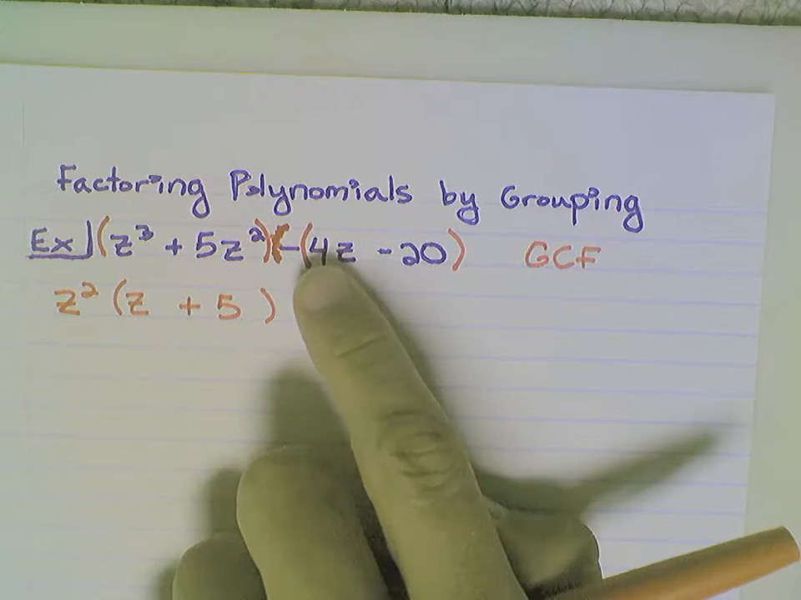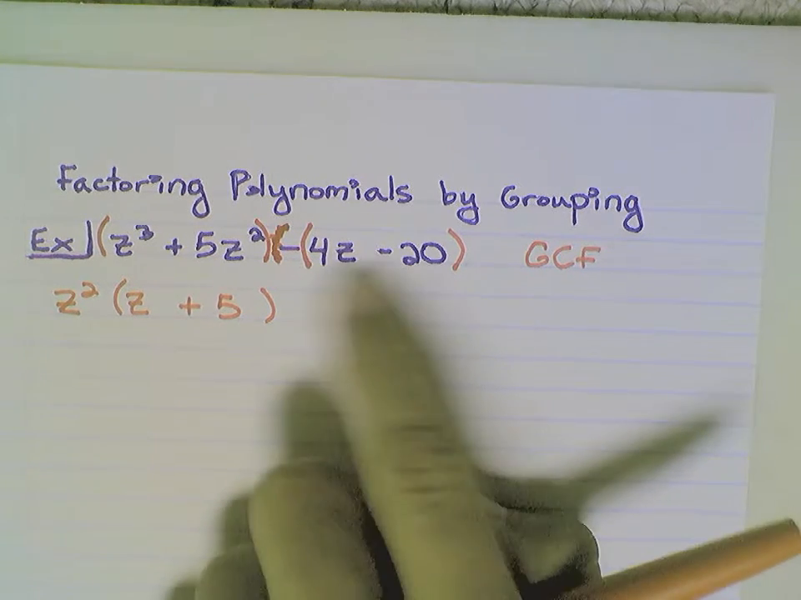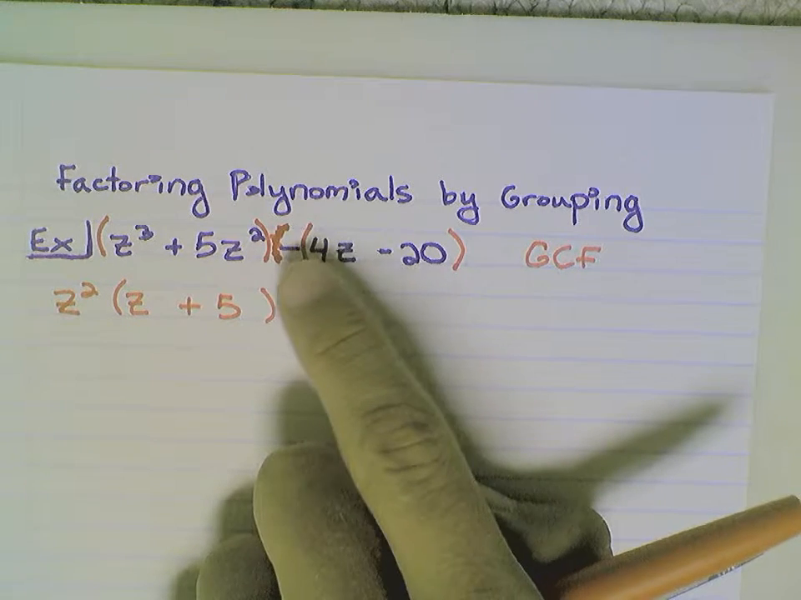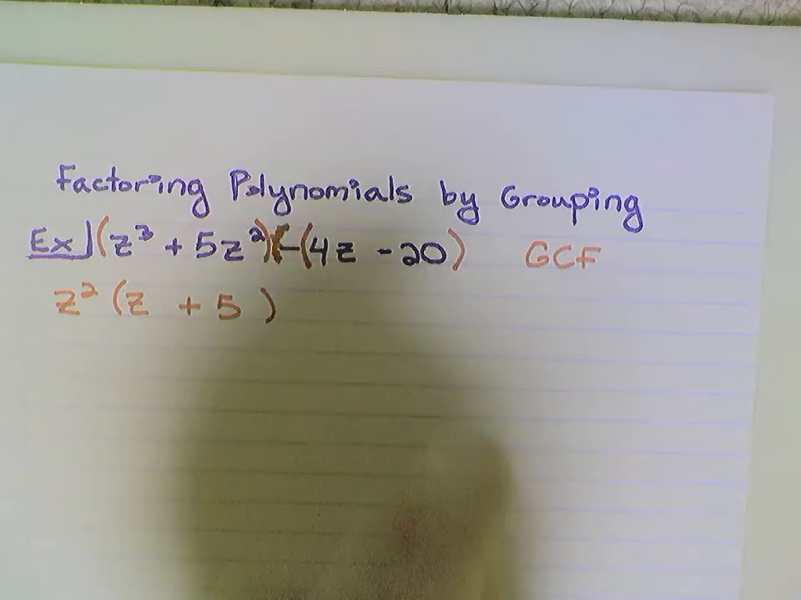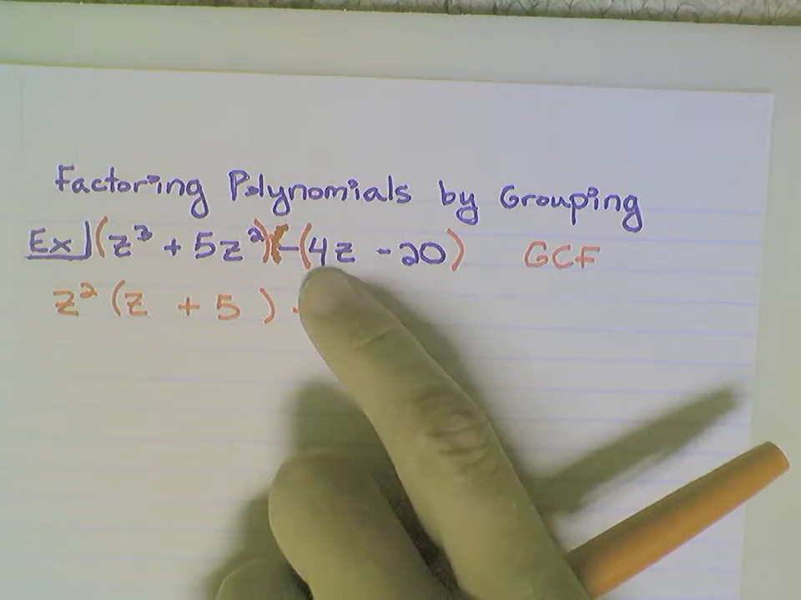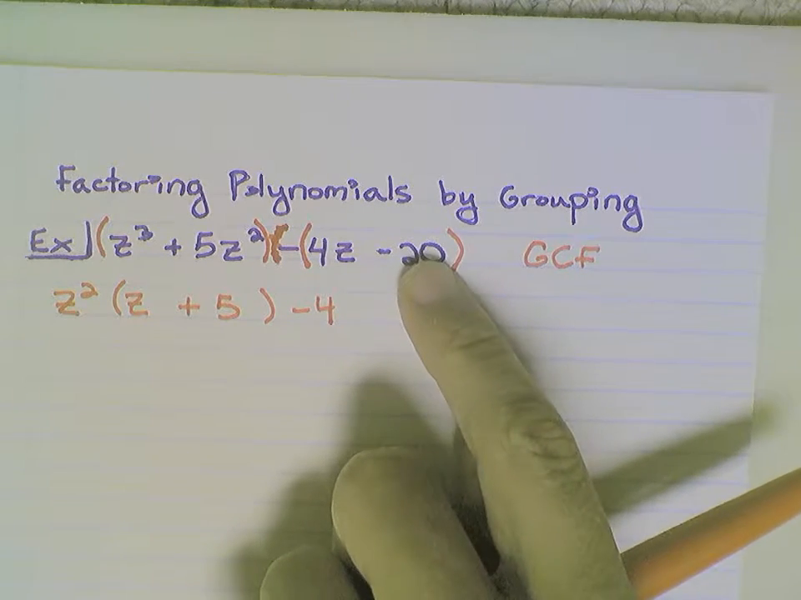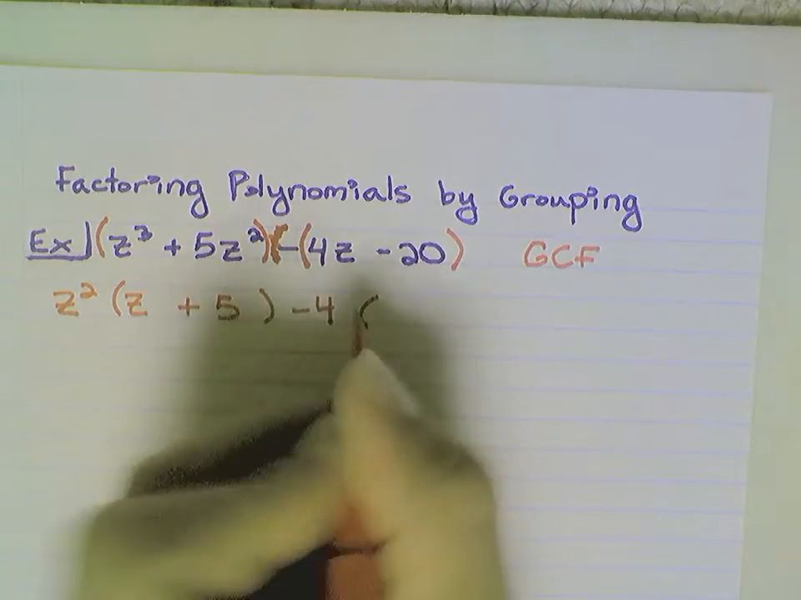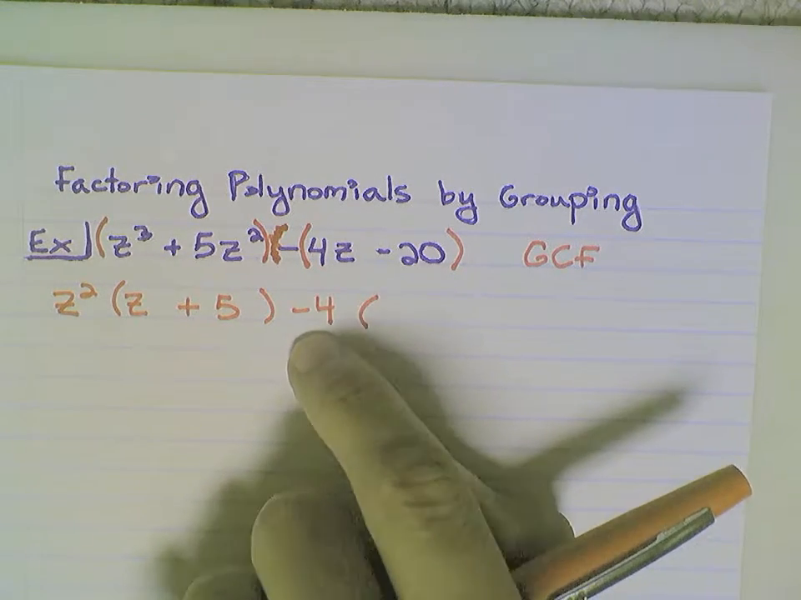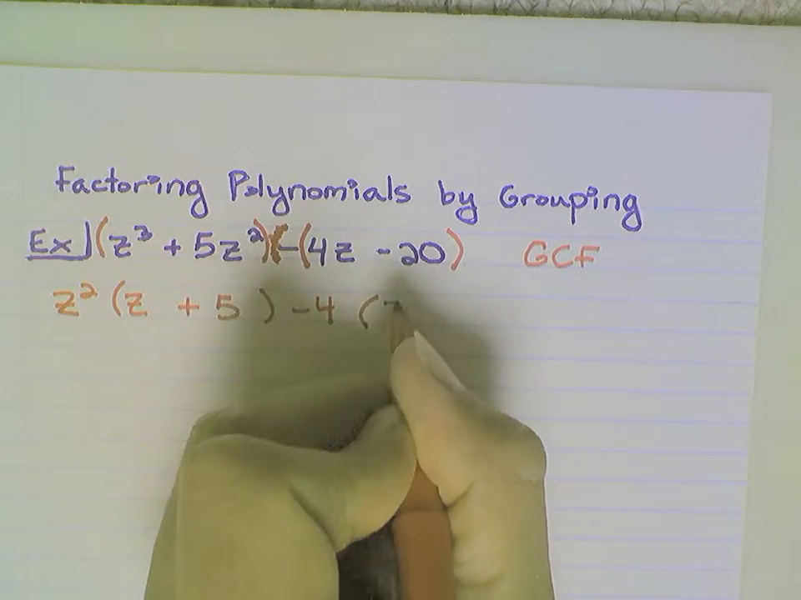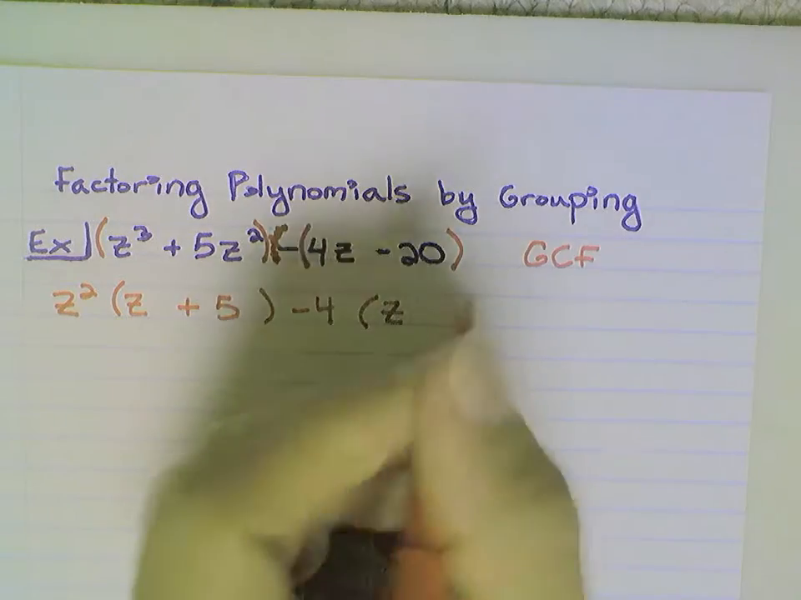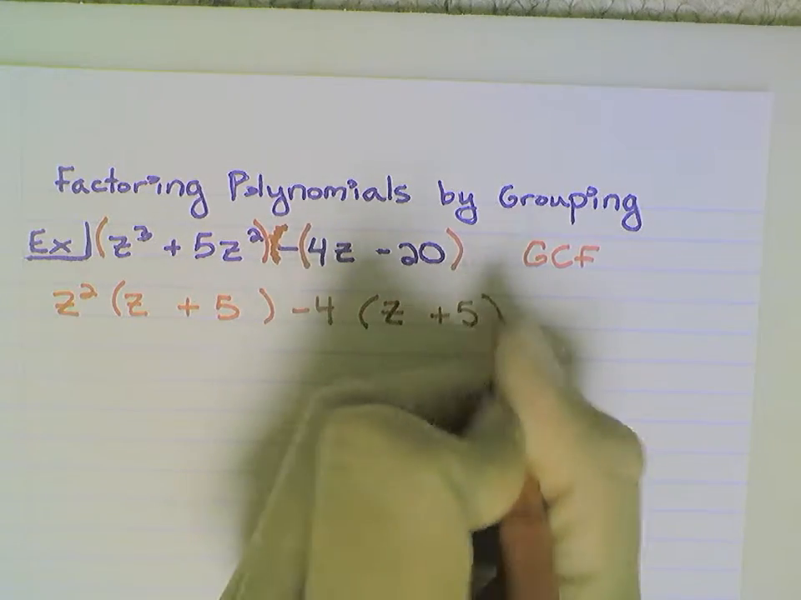So notice that I have 4z minus 20, but I also have this negative kind of hanging out in front. So I'm going to want to take out negative 4 as the greatest common factor between the two. Notice that 4 divides from 4, and 4 also divides from 20. Once again, I divide the negative 4 from both. Well, if I take negative 4z divided by negative 4, I'm going to be left with just z. And then if I take negative 20 divided by negative 4, I'm going to be left with positive 5.